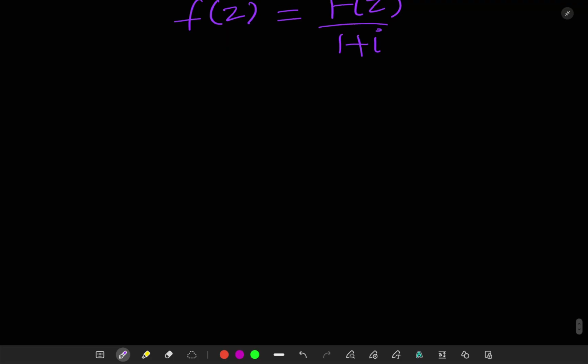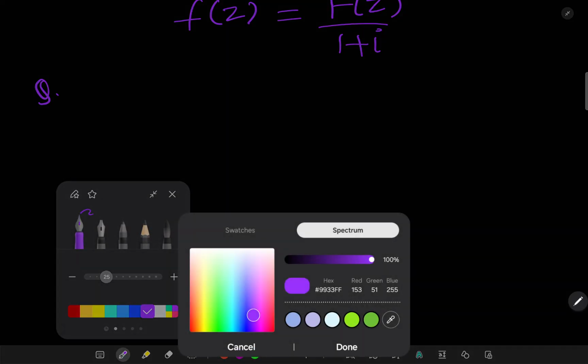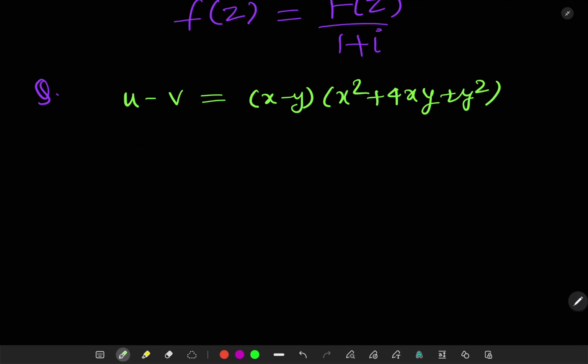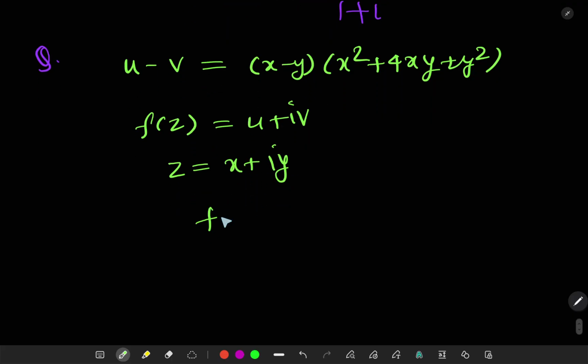Let's do questions on these two cases. Question 1, U minus V is equal to, so small u minus v is equal to x minus y into x square plus 4x plus y square, and f of z is equal to u plus iota v and is an analytic function, and z is equal to x plus iota y. We need to find f of z.